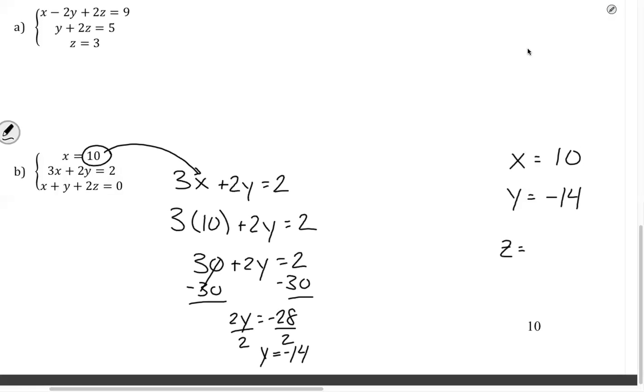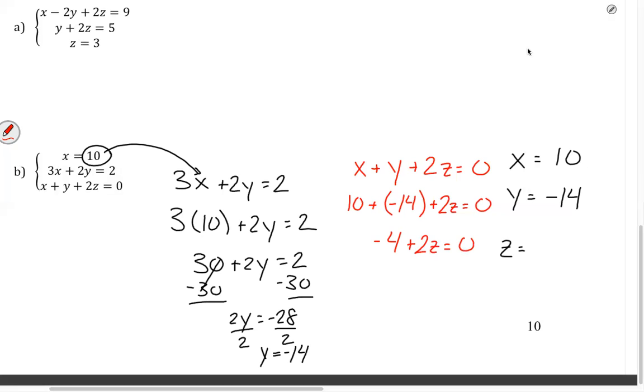Now I need Z. So now I'm going to use that bottom equation because it has X, Y, and Z in it. All right, I'm going to use a different color. So I have X plus Y plus 2Z equals 0. Well, X is 10, Y is negative 14, and then I just solve for Z. So I get negative 4 plus 2Z equals 0.